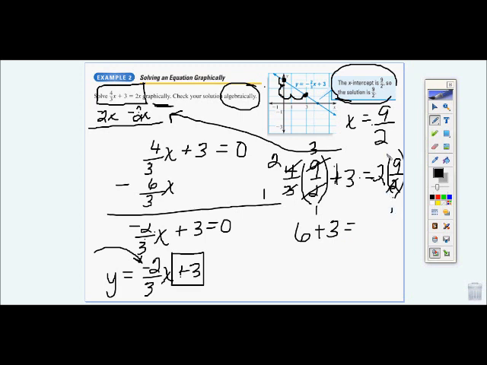2 goes into 2 once. 2 goes into 2 once. So equals 9. Is 6 plus 3 equals 9 a true statement? That is. So that means that that checks out correctly.